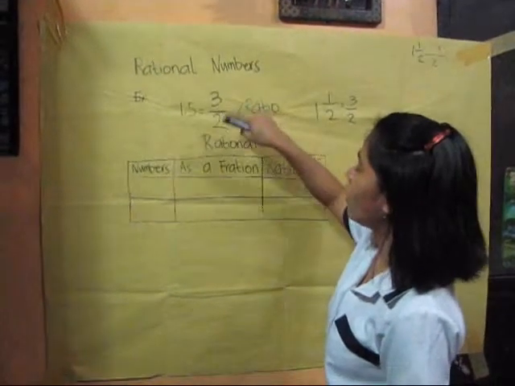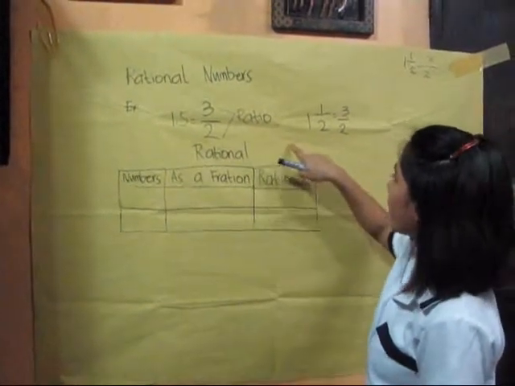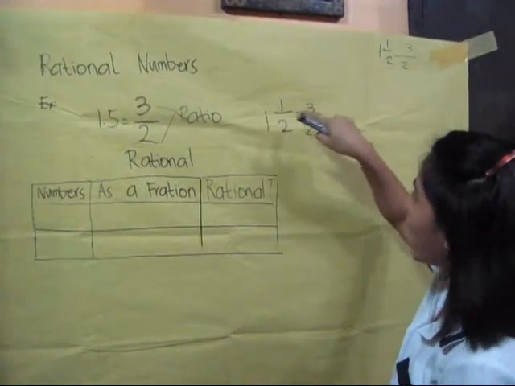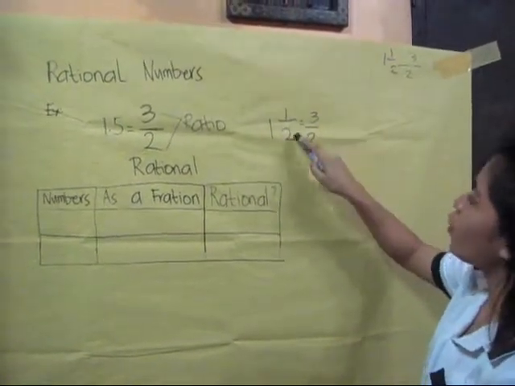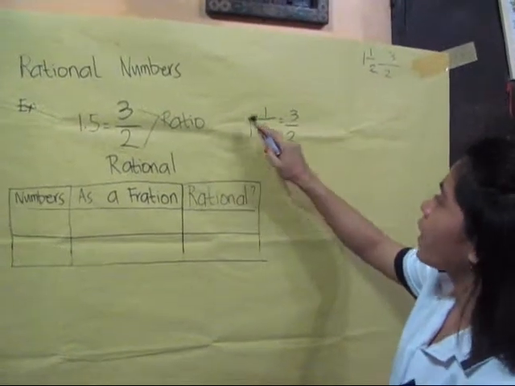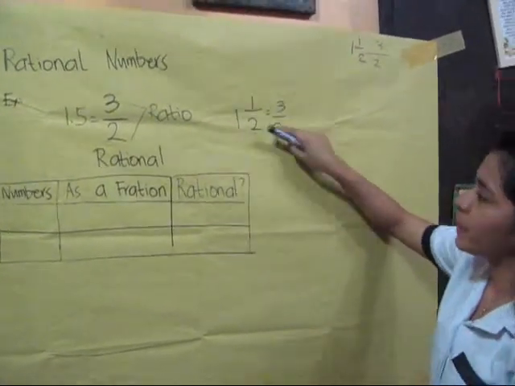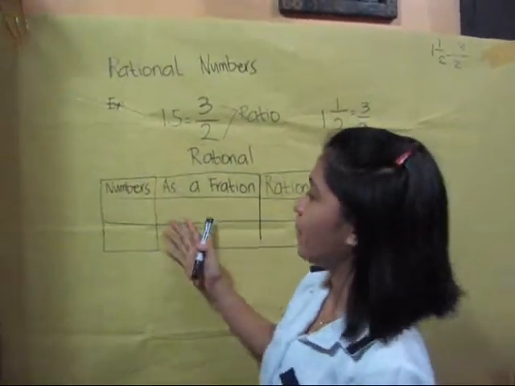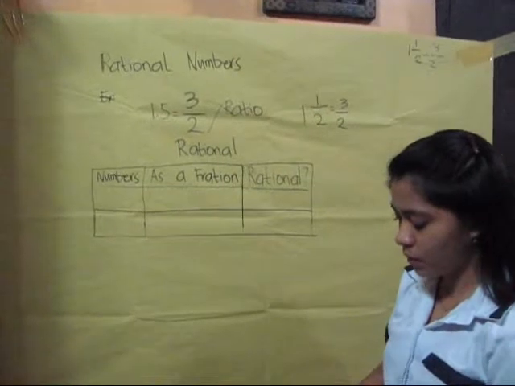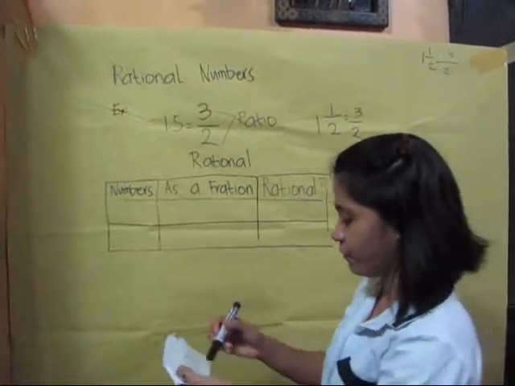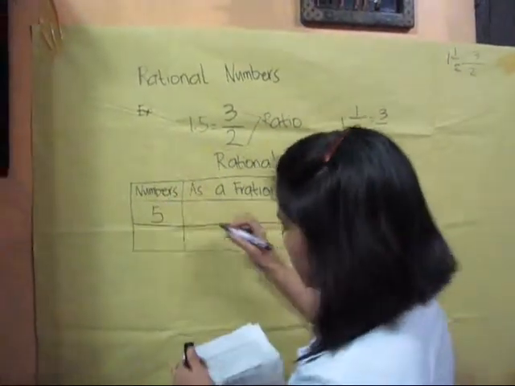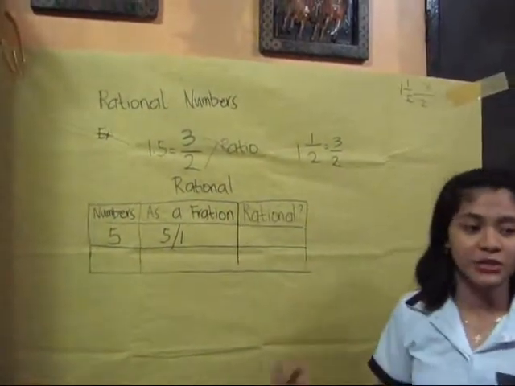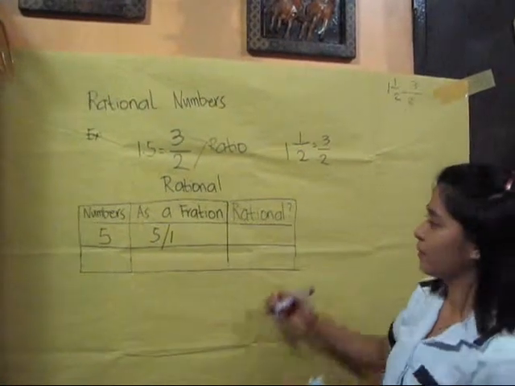It can be 3 over 2. Written as a mixed number, it is 1 and 1/2. 2 times 1 is 2, then plus 1 is 3. Then copy the denominator, so 3 over 2. Then one more example is the number 5 and a half. Is it a rational number? Yes.